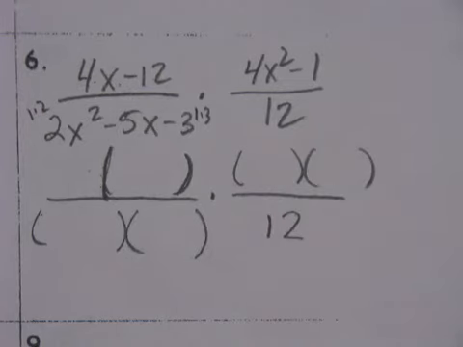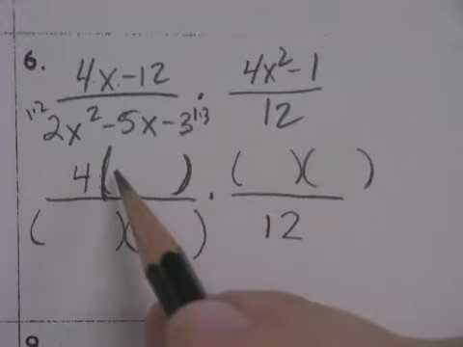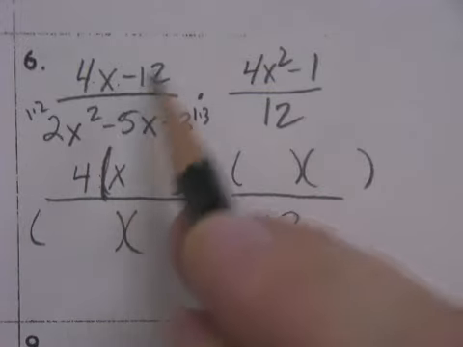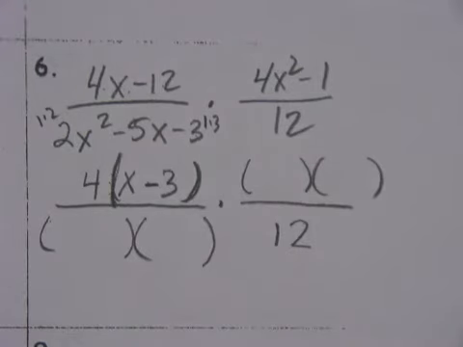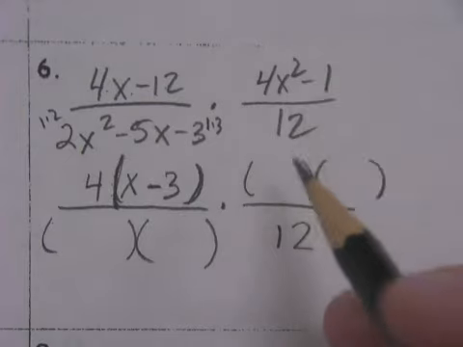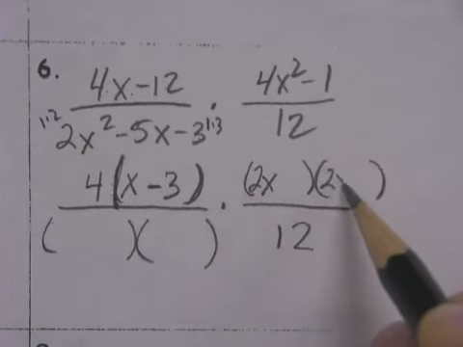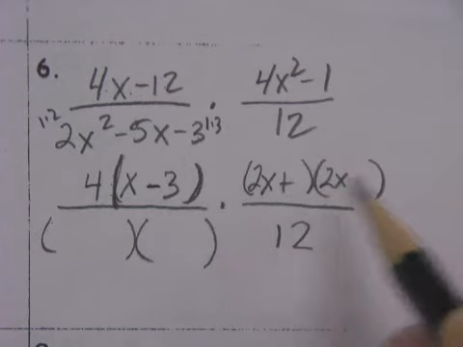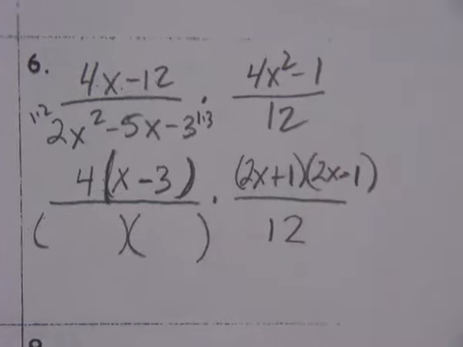Okay, let's see what you got. If you pull 4 out of the numerator, then you'll have an x, and 12 divided by 4 is 3, so it should be x minus 3. So your numerator should be 4 times x minus 3. Your other numerator is the difference of two squares, so the square root of 4x squared is 2x, a plus and a minus, and the square root of 1 is 1. So you should have 2x plus 1 and 2x minus 1.